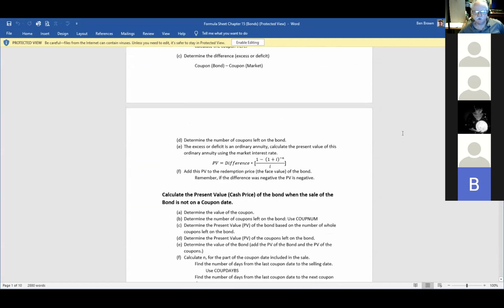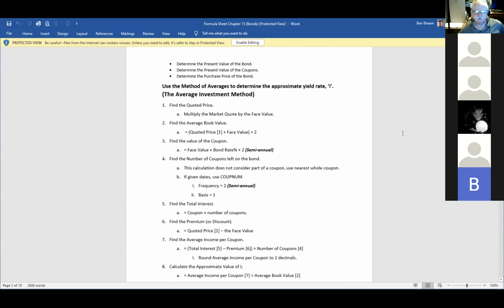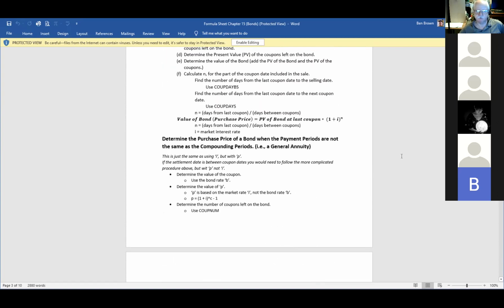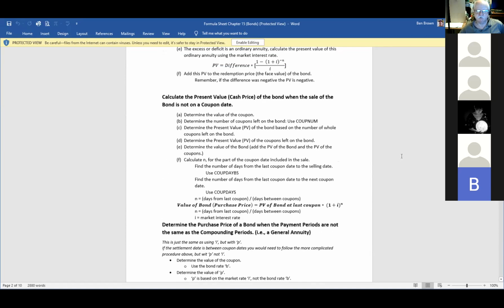Okay, so I had to download this and then this comes up. And then if we scroll down, we go through all sorts of nonsense, and then here it is. Use the method of averages to determine the approximate yield rate. It goes step 1, 2, 3, 4, 5, 6, 7, 8, and those apply directly to the questions you asked. So you want to download that sheet of instructions because there's lots of stuff there that will help you directly with this assignment.